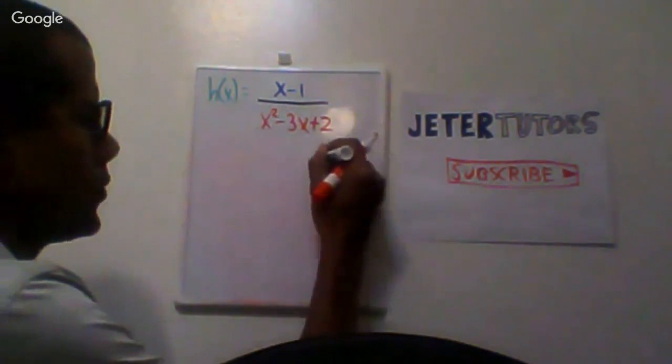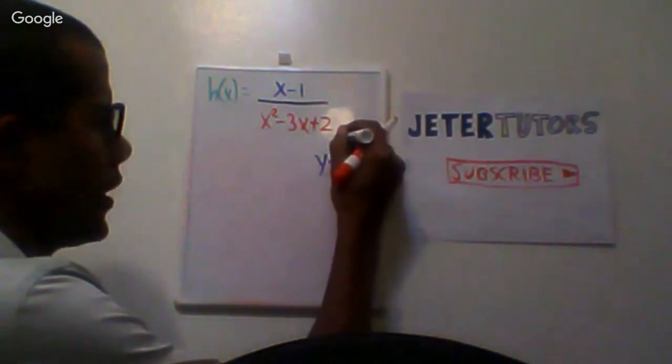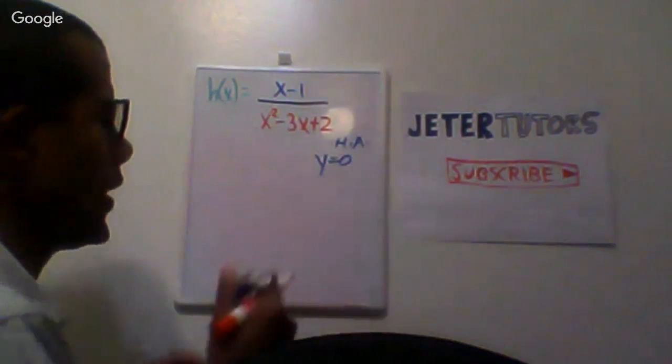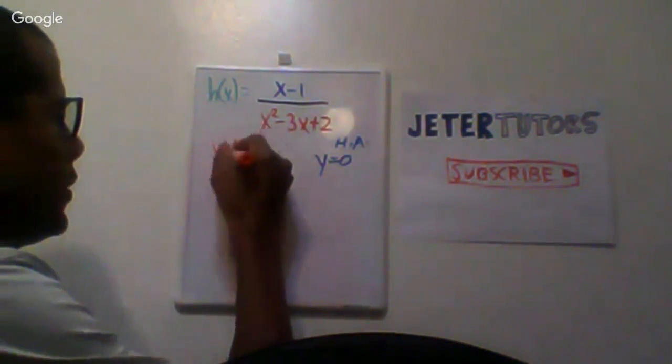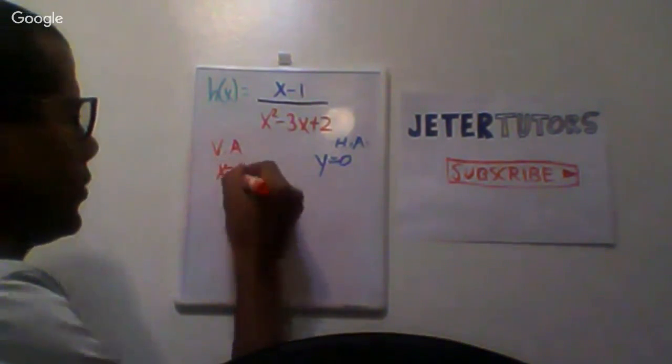So far, I was going to say we have a horizontal asymptote at y equals 0, and we have a vertical asymptote at x equals 2.